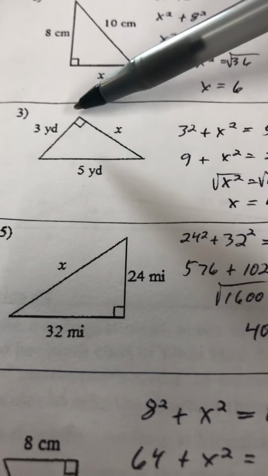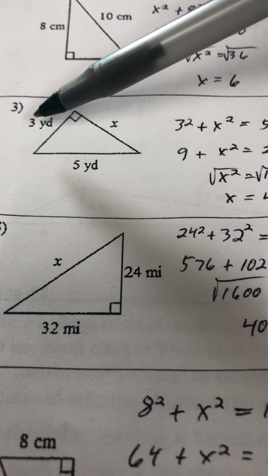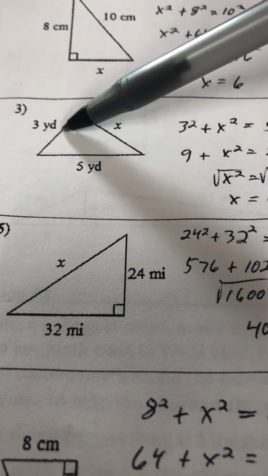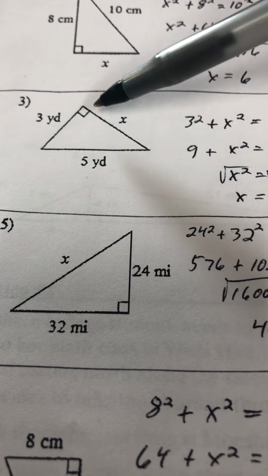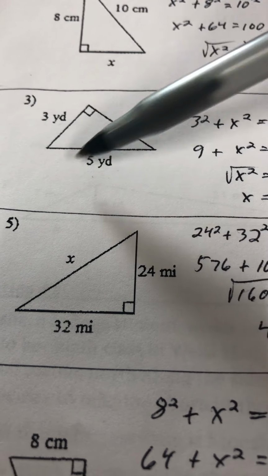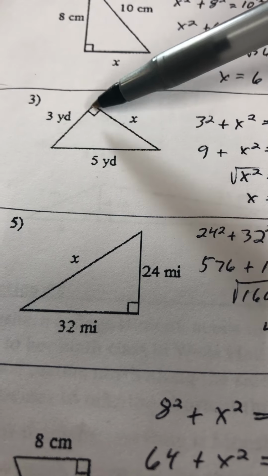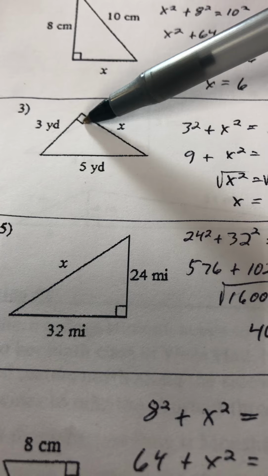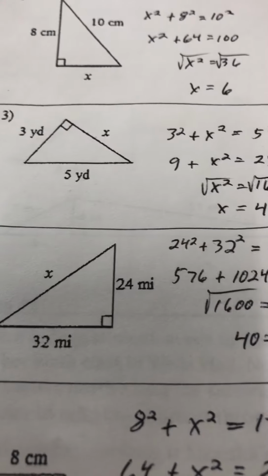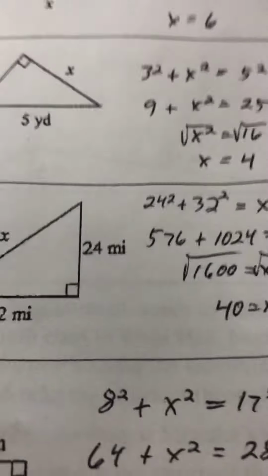In the construction biz, they use the 3, 4, 5 rule a lot just to make sure their walls are going to be square. They'll measure out 3 feet and 4 feet, and this better be 5 feet or else this is not square. This is not a 90-degree angle, which you want to have in your buildings.